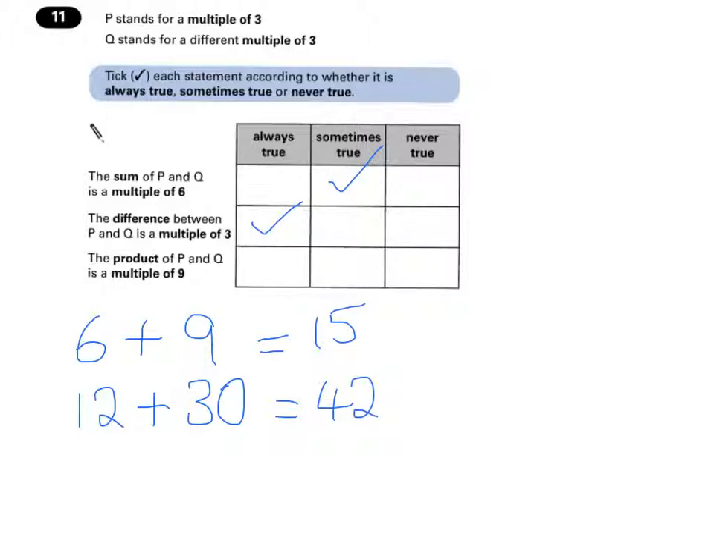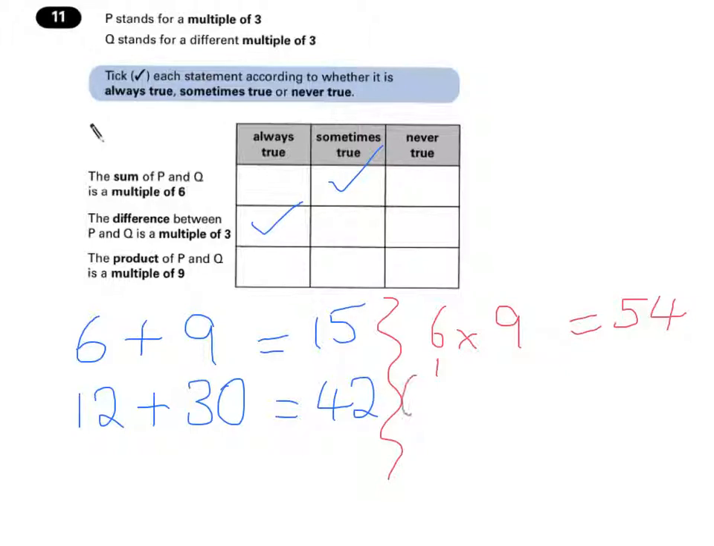The product is the answer you get when you multiply 2 numbers together. So let's use one of these examples here. I'm going to use 6 plus 9. And instead of 6 plus 9, I'm going to do 6 multiplied by 9. Well, that equals 54. And 54 is a multiple of 9. And we're going to see why it would be always true.